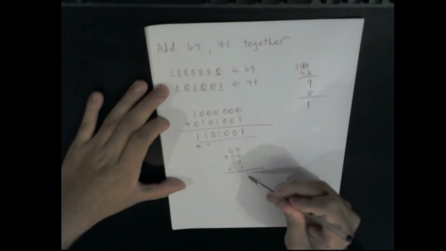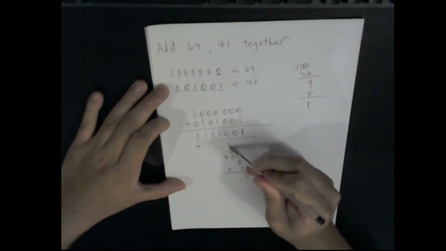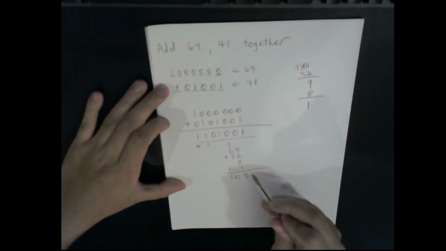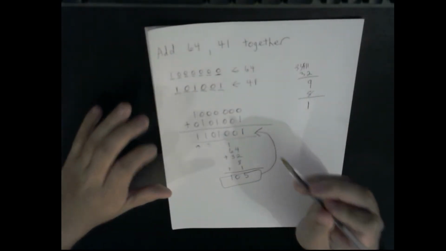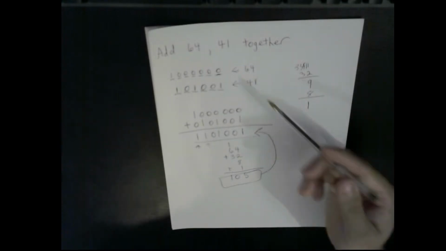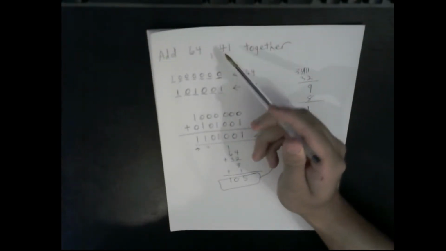This is 105. So this binary number and this decimal number both mean the same thing. They mean 105. And that makes sense, right? Because we were doing 64 plus 41. And obviously 64 plus 41 is equal to 105. So this is a quick example showing binary math.